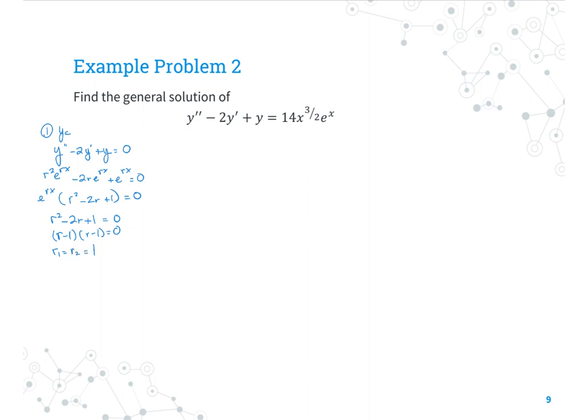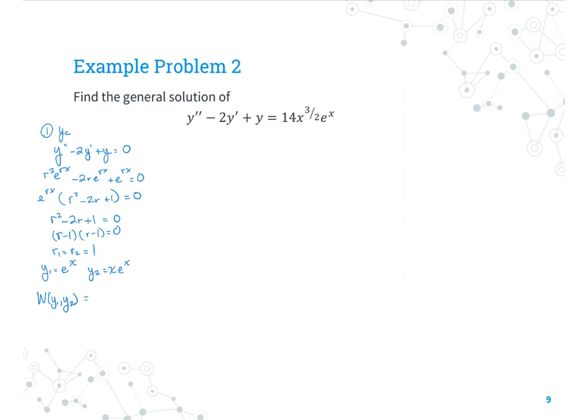And what we learned about this previously in this chapter is that when we have a repeated root, we know then that y1 is going to be e to the r1x, which is just e to the x, and y2 is going to be x e to the x. And we know we're going to have to find our Wronskian of y1 and y2.